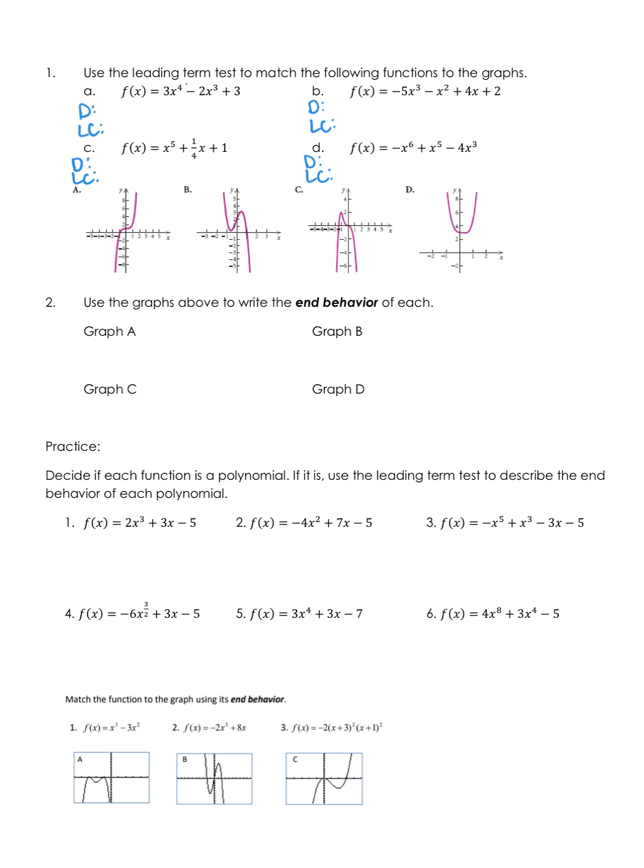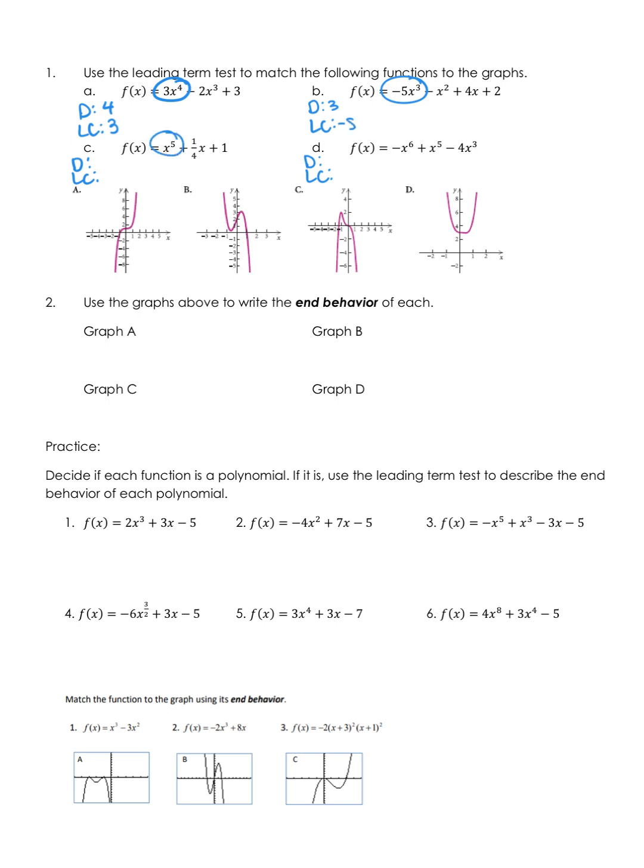All right, so for this first one, the highest power is 4, so we care about that term. That means the degree is 4, leading coefficient is 3. For B, we're looking at the highest power being 3, so we're looking at this term. Degree is 3, leading coefficient -5.